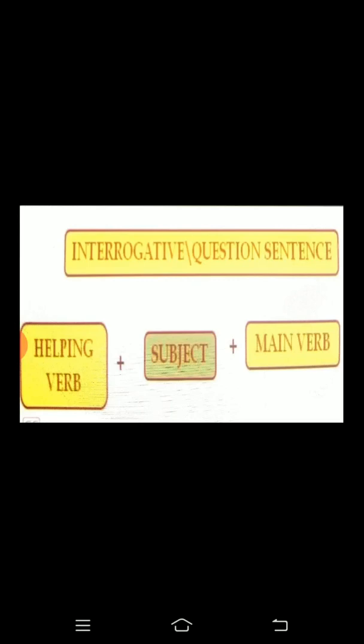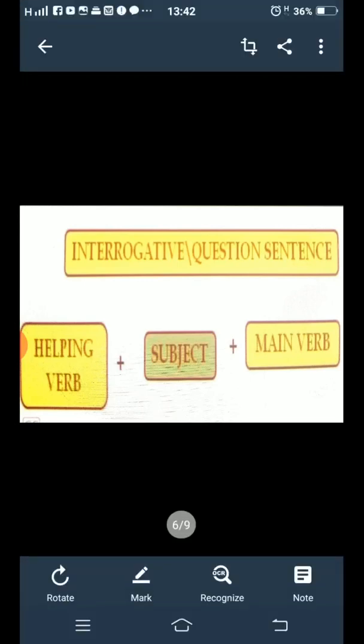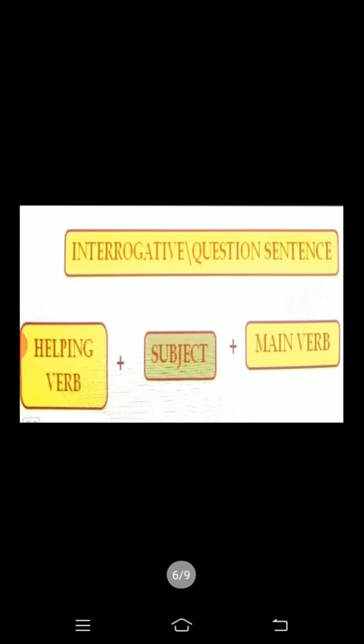One more example. The train is arriving at the station. What is the helping verb? Is. The subject is the train and arriving is the main verb. So my sentence will be, is the train arriving at the station? Got it, children? I hope this much is clear.